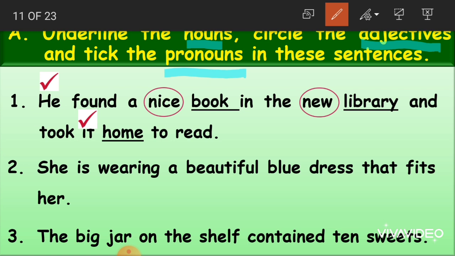For example, one sentence is already done for you. He found a nice book in the new library and took it home to read. Here he and it both have tick marks, in the sense they are pronouns. We have used these two words instead of nouns. Nice and new are circled. Why? Because these are adjectives and they are describing the nouns. What are the nouns here? The underlined words, book and library. What book is it? It was a nice book. How was the library? It was a new library. So these two words are describing the nouns. That is why nice and new become adjectives. Understood, children?